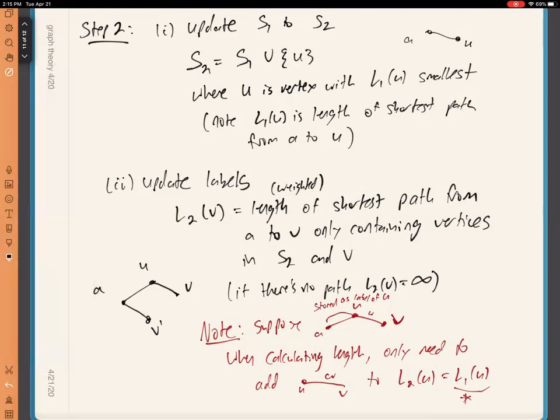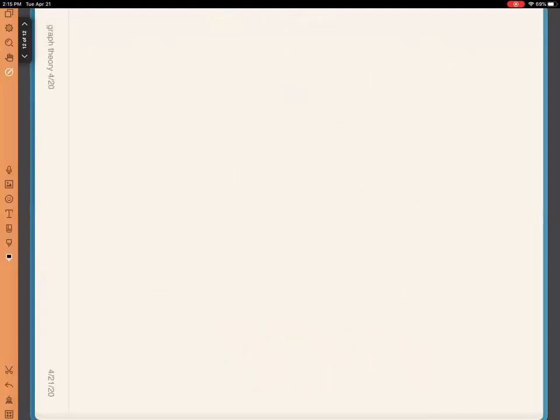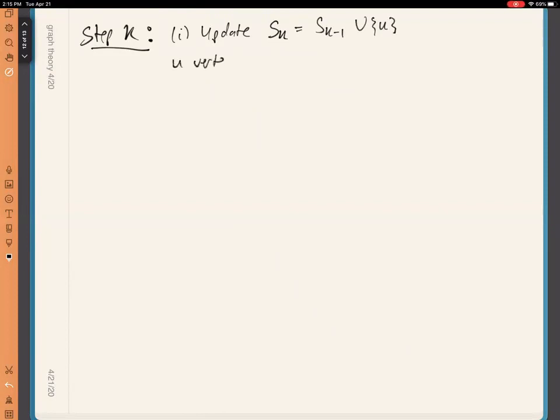Now let me go to the general steps. So what do we do at step K, where K is just any number? We follow the same process. We're going to update my set S. So Sk is going to be formed from Sk minus 1 by adding a vertex U, where U is a vertex which is not in Sk minus 1. We want to add new information, with the smallest label, so with the label Lk minus 1 of U from the previous step as smallest.